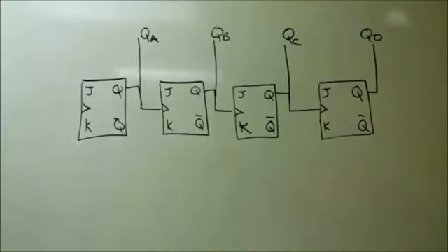For every 2 toggles in the first device, 1 toggle will occur in the second device, and so on until the 4th device. A binary number is produced at each pulse, with the last flip-flop containing the most significant bit.